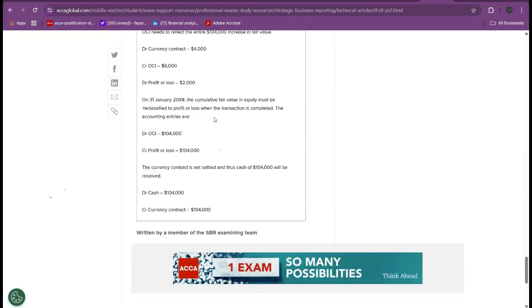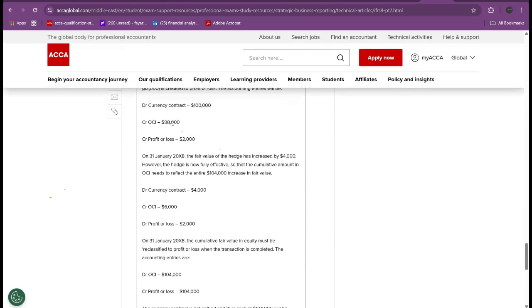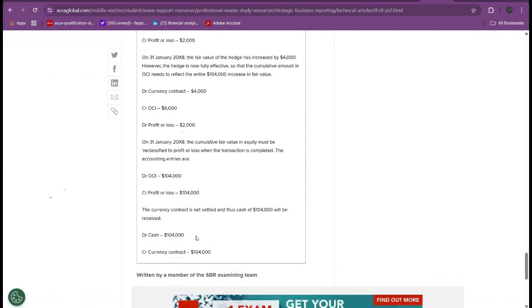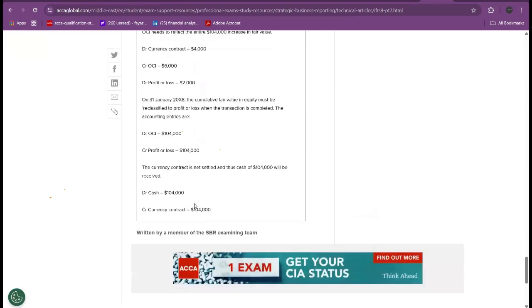Then on 31 Jan, the cumulative fair value in equity must be reclassified to P&L when the transaction is completed. So this is pertaining to a transaction happening in P&L, right? Whatever gains we got from there, whatever was created in OCI, 98 plus 6, that is 104,000, we debit the OCI and credit the P&L. So it's not like we say debit the cash flow hedge reserve. We say debit the OCI and credit the P&L with that 104,000. That's a journal entry. Then, debit cash and credit currency contract.